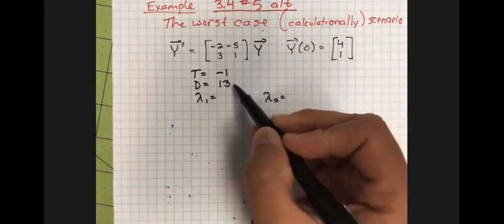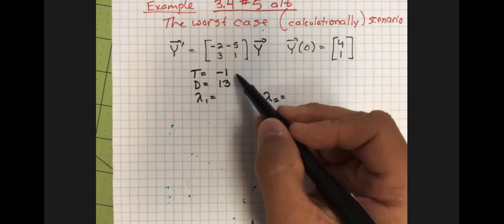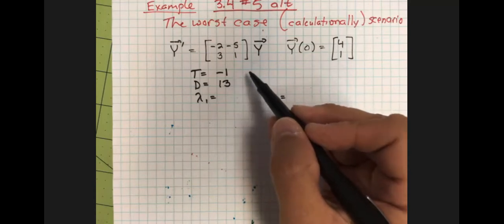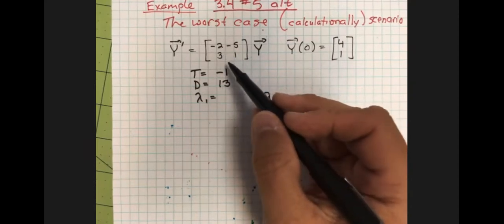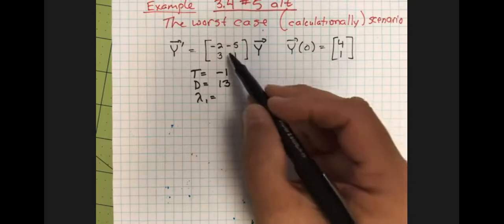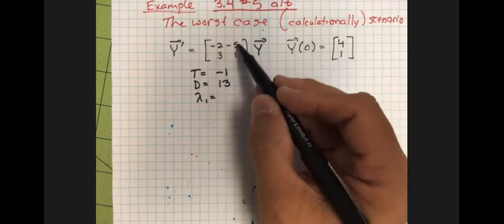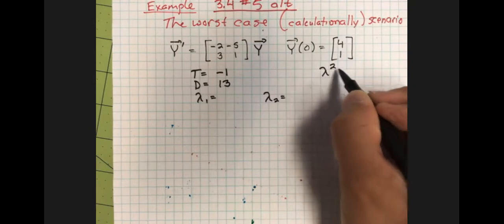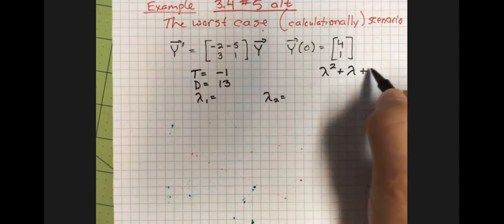Make sure you get those right, because if you don't get those right, you're just driving off a cliff and you won't know until you hit the bottom. Thelma and Louise, Susan Sarandon and Geena Davis, right? So trace minus 1, determinant minus 2 plus 15 is 13 positive. Let's do it. Lambda squared plus 1 lambda plus 13.